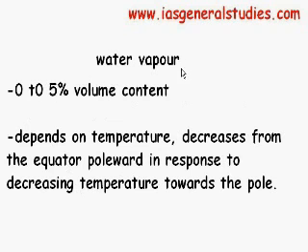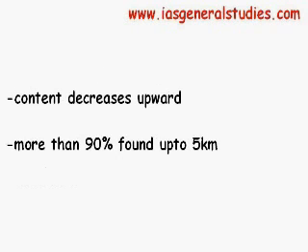Now coming to the water vapor presents 0 to 5% in the volume content, that is 0 to 5% present as a volume content, and it depends on the temperature. It decreases from the equator poleward in response to decreasing temperature towards the pole. Clear? So the water vapor decreases from the equator to the pole because there is a decrease in the temperature towards the pole, and the content decreases upward also.